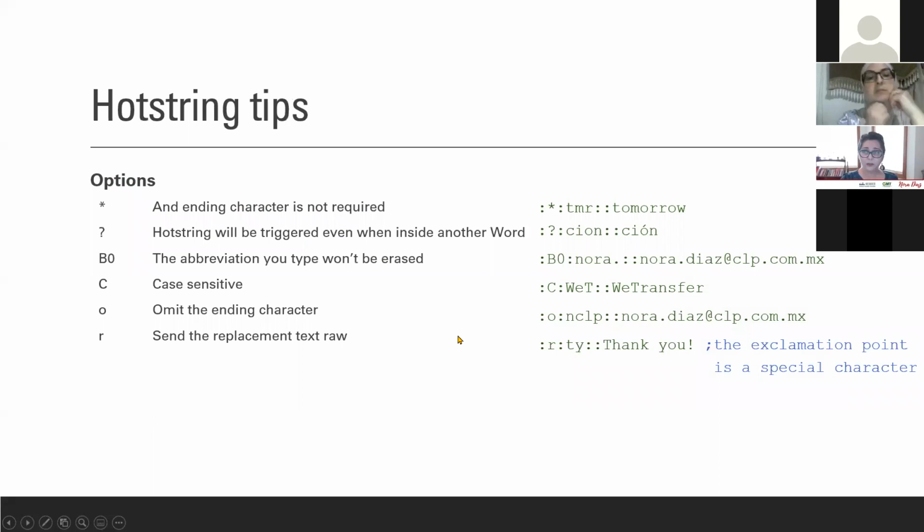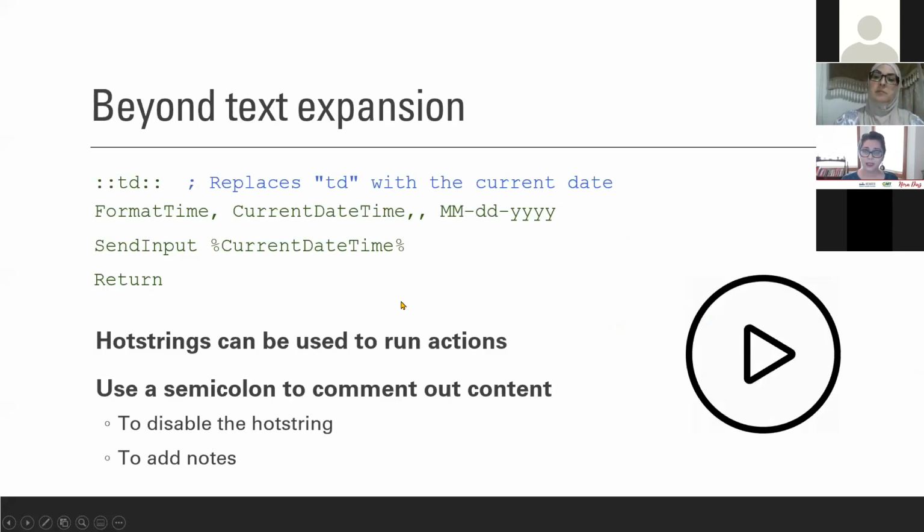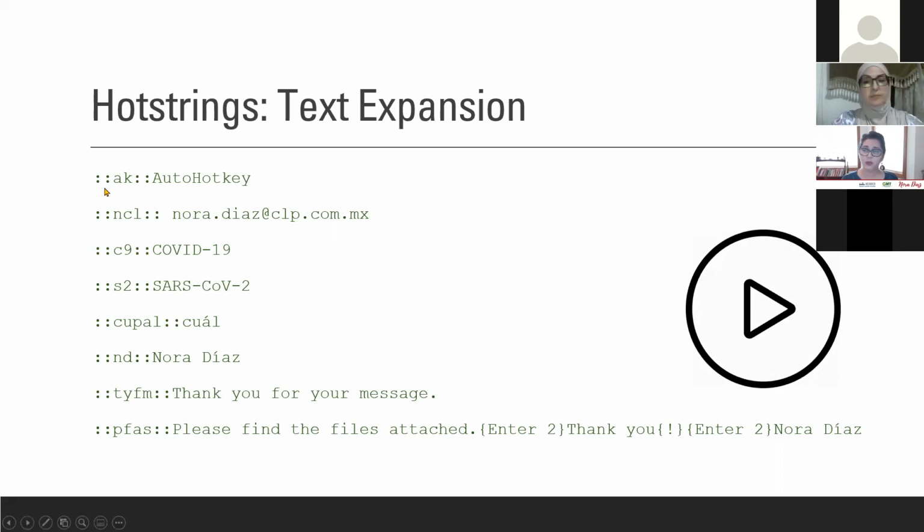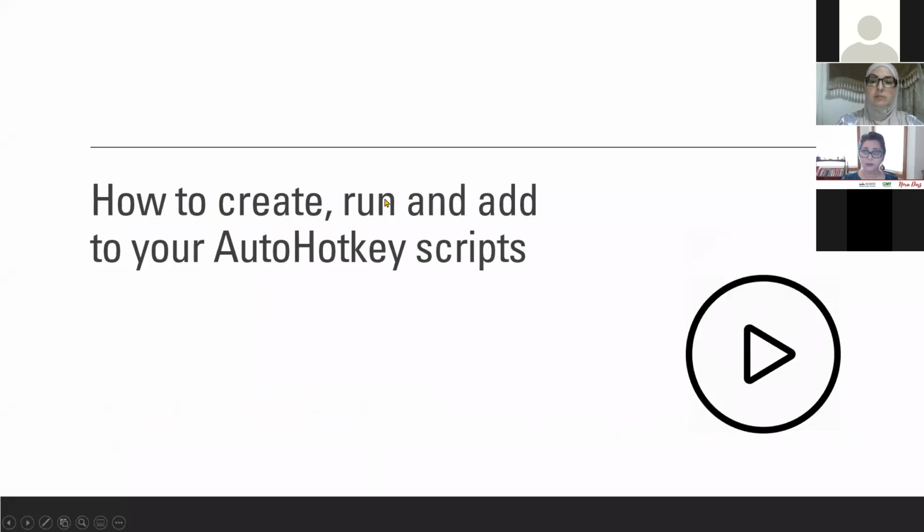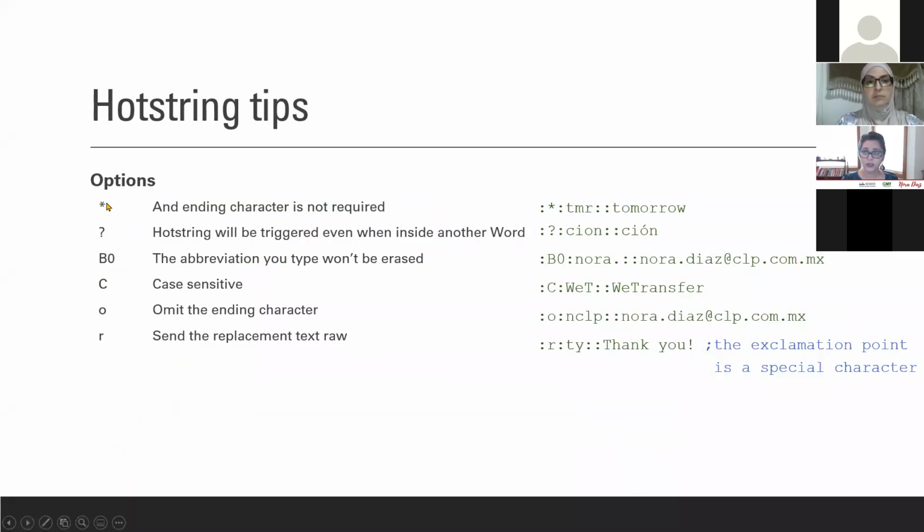Now, here are some tips for when you are creating hot strings. So we said that you need to create the hot string, like we said before. Let me show you here. A pair of colons, the abbreviation, a pair of colons, and the expansion. And then to fire the hot string, you need to press enter or space or a period or a comma, any character that is an ending character. But there are options that you can use, and these are some of the options. For example, if you place an asterisk between the first pair of colons, then you don't really need an ending character to fire the script.